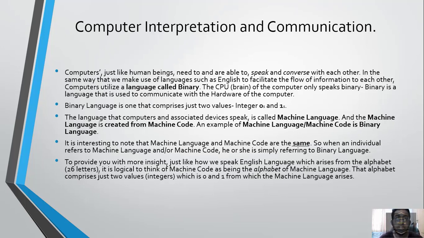To provide you with more insight, just like how we speak English language, which arises from the alphabet, 26 letters, it is logical to think of machine code as being the alphabet of machine language. That alphabet comprises just two values, integers, which is 0 and 1, from which the machine language arises.